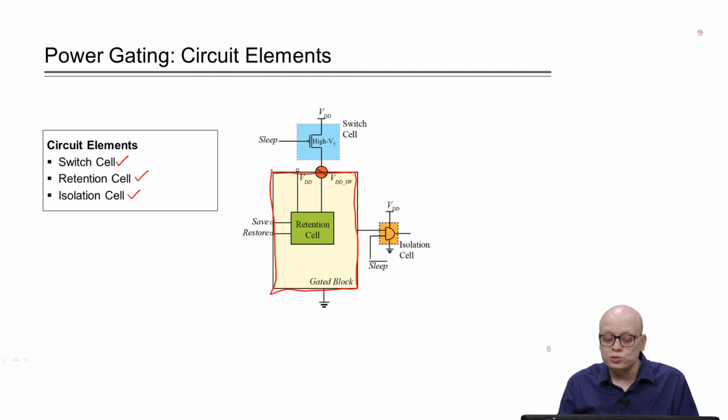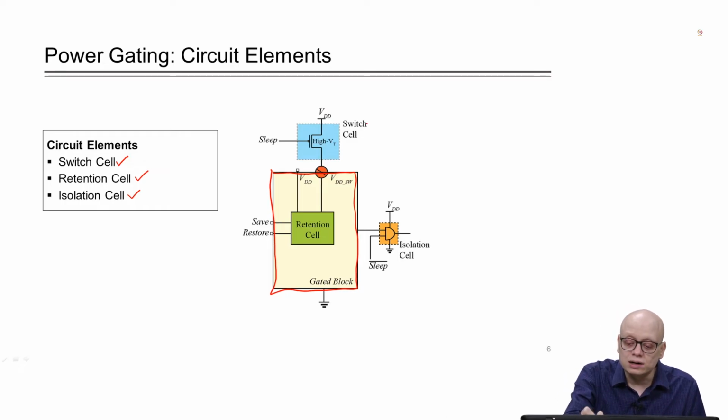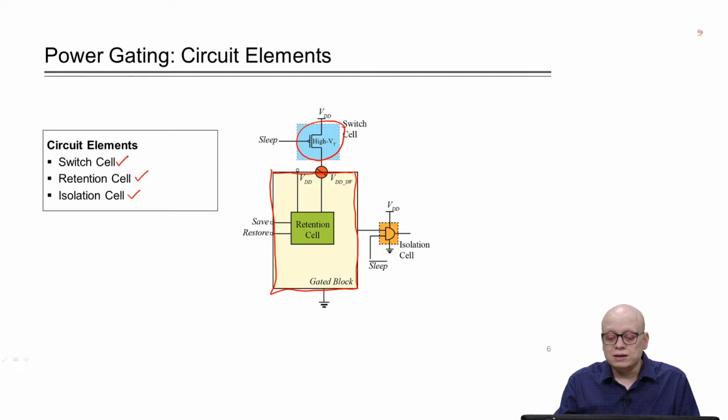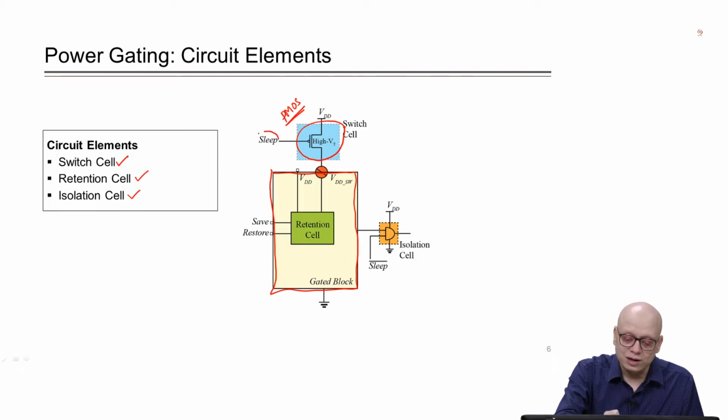To power gate, we do not connect VDD directly to this gated block. We connect it through a switch cell. This switch cell is a high VT cell, because we want the switching cell itself not to consume large static power, and to reduce the static power dissipation within the switching cell, we keep it as a high VT cell. In this case we have assumed this switching cell to be a PMOS, and it receives a signal which is called sleep.